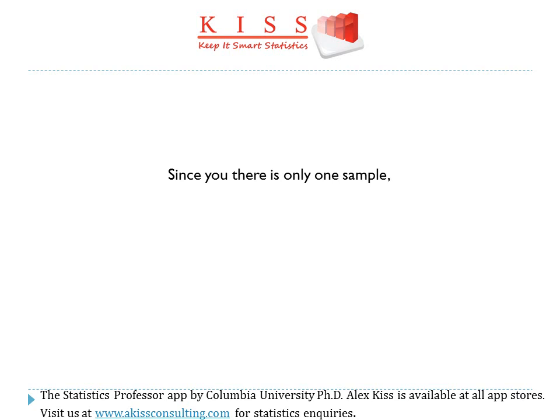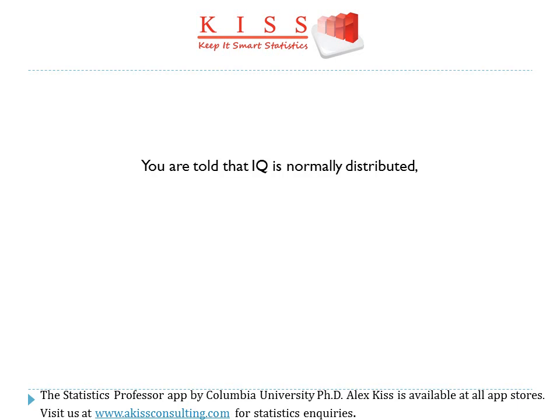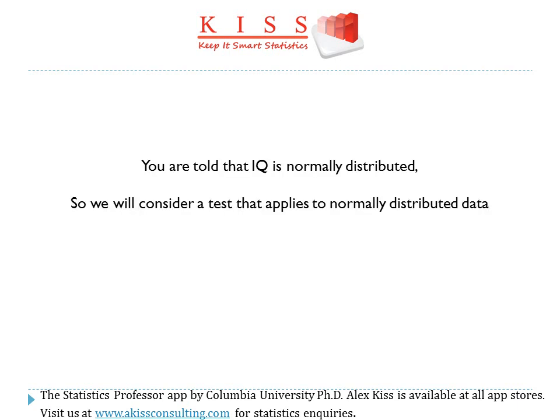Since there is only one sample, we know we're looking at a one-sample test. We're told IQ is normally distributed, so we'll consider a test that applies to normally distributed data. Having data that's normally distributed means it can be characterized or parameterized by its mean and standard deviation. Therefore, we're looking at the use of a parametric test.